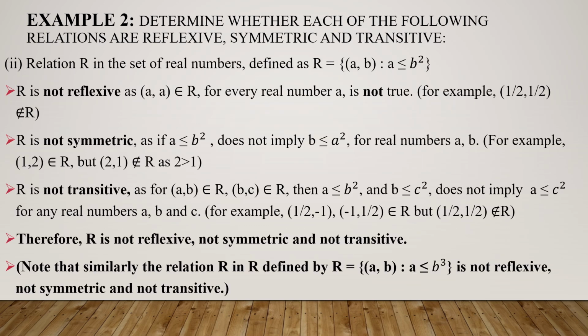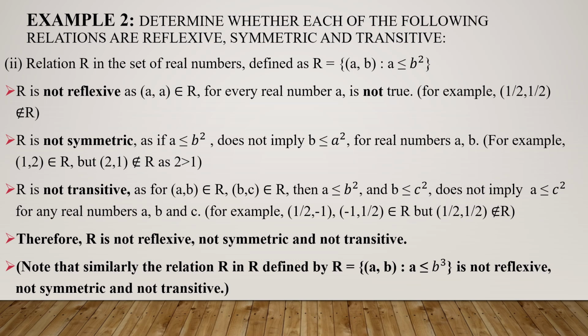Next example. Determine whether each of the following relations are reflexive, symmetric and transitive. In this case, let us take the second example. Relation R in a set of real numbers such that R has ordered pairs of the type (A, B), where A is less than or equal to B square. First of all, will this relation be reflexive?